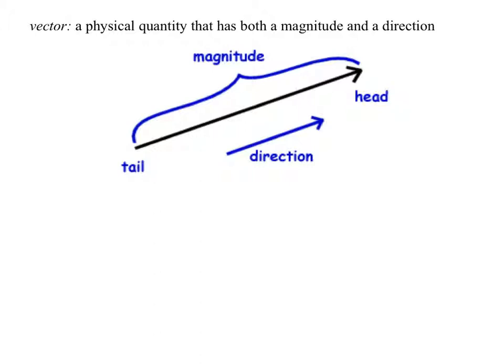Now, the head of the vector is drawn with an arrow. That's why you see an arrow. It's called the head. The back of the arrow is called the tail. You don't really need the terminology, but I might use those words, so be familiar with them. It's not going to appear on a test.